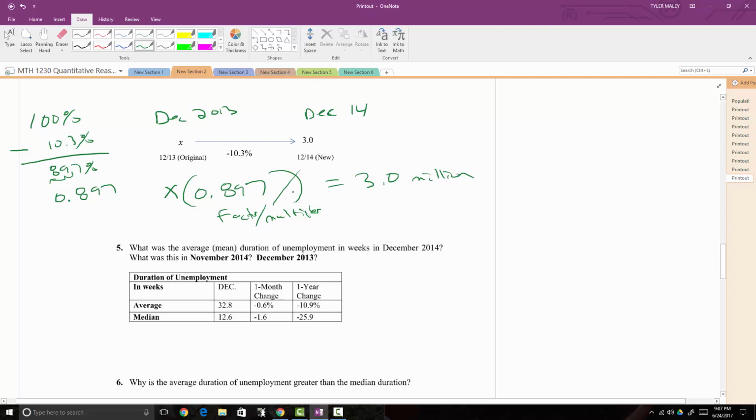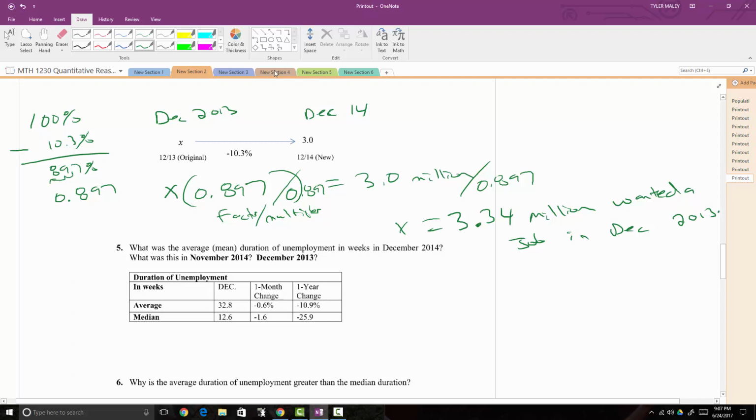So then if I divide both sides by 0.897, I get x equals, so 3 divided by 0.897, I get 3.34 roughly. Right? Again, if we round to 2 decimal places, this would be million. So 3.34 million people wanted a job in December of 2013, right?